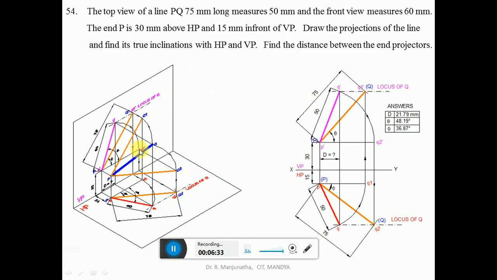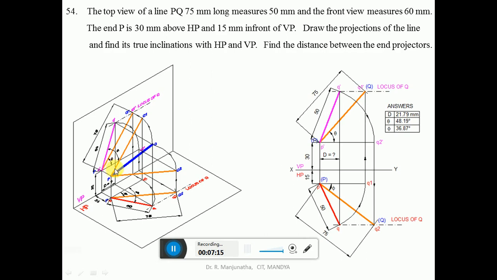Because now in the front view Q2 dash is here, that is Q2 dash is above HP by 30 mm. But actually, due to the presence of the true length in HP, the locus of Q is here, that is above HP by some distance. With P dash as center, take the radius of P dash Q2 dash, draw an arc such that it is going to cut the locus of Q in the front view here. Then mark this point as Q dash, and then join P dash Q dash with a dark line. So this is going to be the apparent inclination with respect to HP, which is alpha, and this is going to be the true inclination with respect to HP, which is theta.